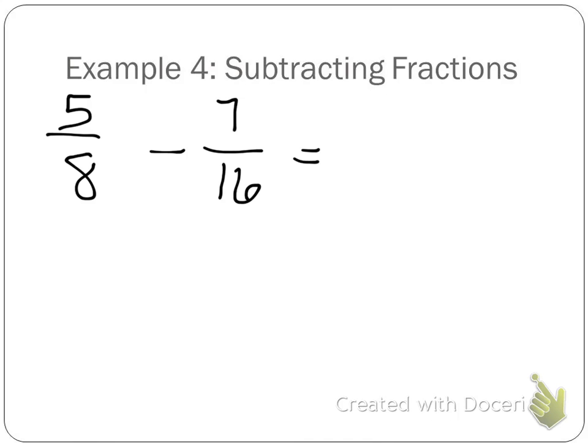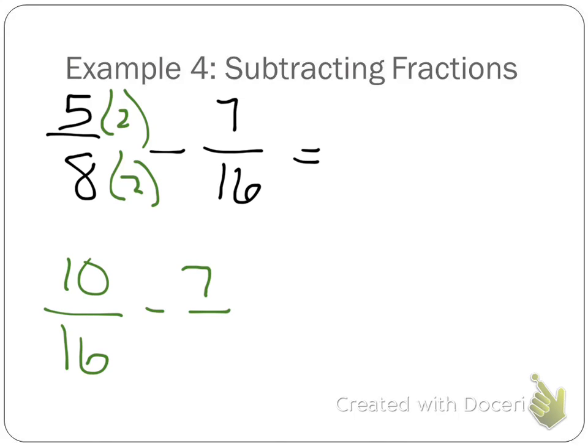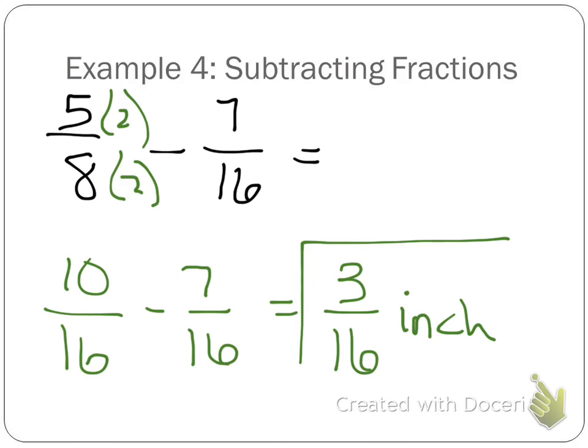Okay, well, can I just do 5 minus 7? What do I have to do first? Corvus, what do I need to do first? Need to get a common denominator. And what's going to be my LCD? 16. So multiply top and bottom by 2. And you get 10 over 16 minus 7 over 16. And that gives you 3/16 of an inch. That is how much they reduced it by. And if you understand that, that's everything you need to know for 5.1.